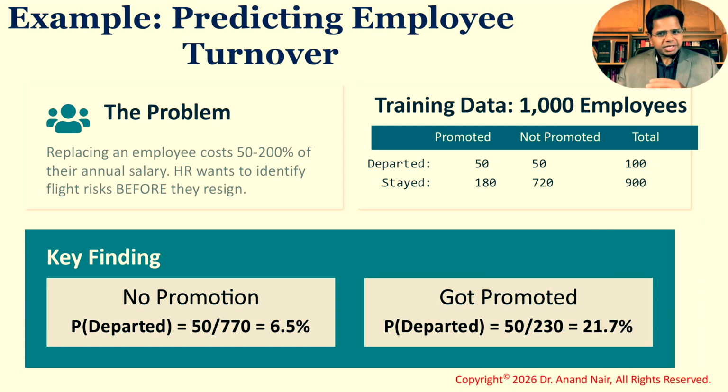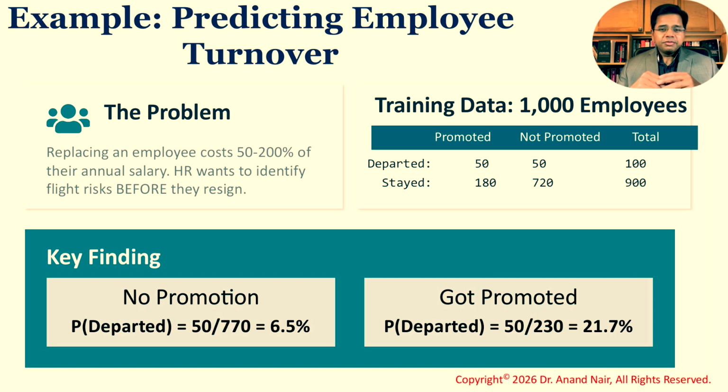Ouch. The VP of HR has a brilliant idea. Instead of reacting after employees resign, usually with that awkward 2-week notice and an already signed offer letter from a competitor, what if we could identify flight risks early? They dig through the data and notice something interesting. They've been tracking whether employees received promotions in the past 2 years. Someone wonders, could being passed over for promotion predict who's likely to leave?